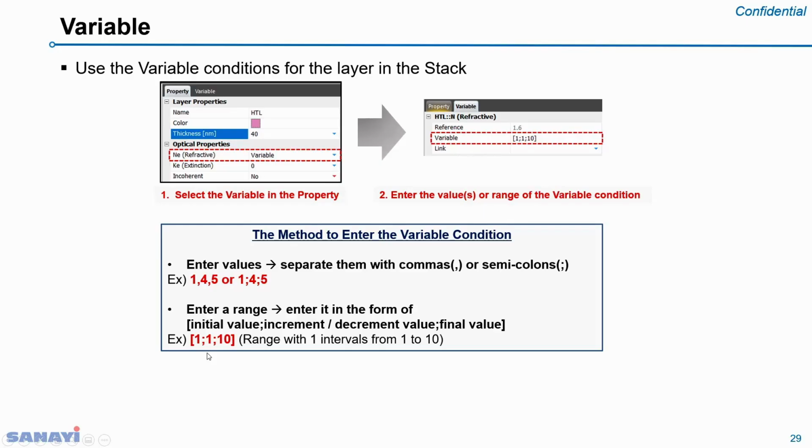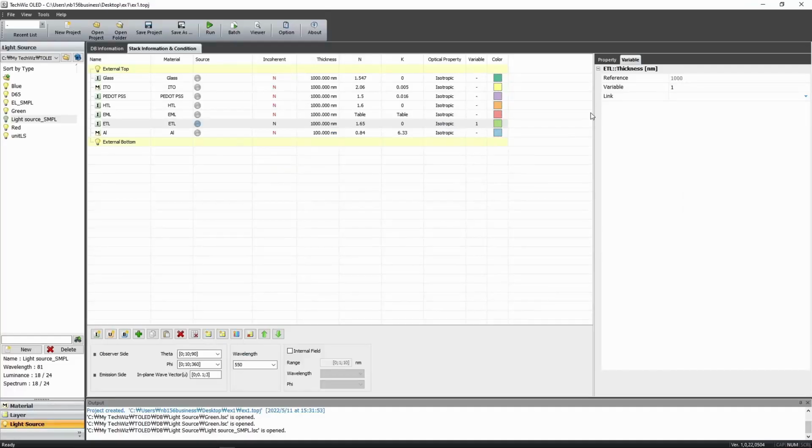So for the ETL thickness, the initial value is 20, the final value is 100, and it is 20 nanometer step. So please enter like this. For other options, I will use the default.